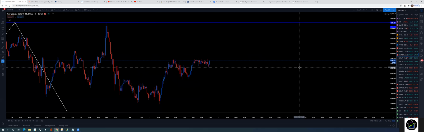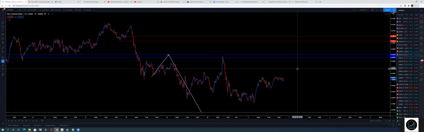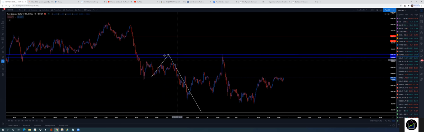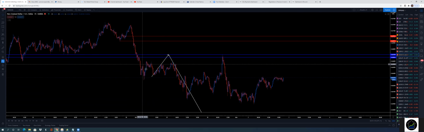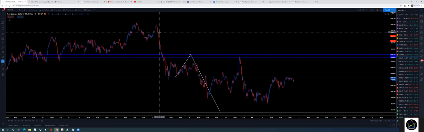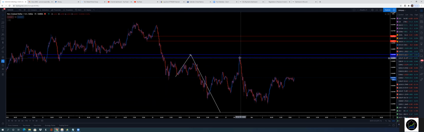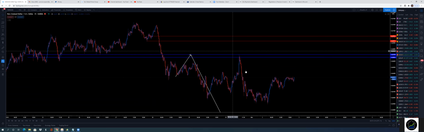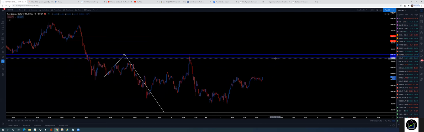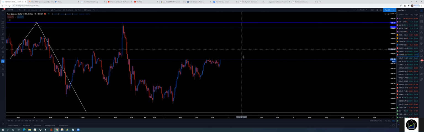But moving on to NZD/USD. Now we did only get one retest since price broke this level. So I would definitely use that as another entry point.